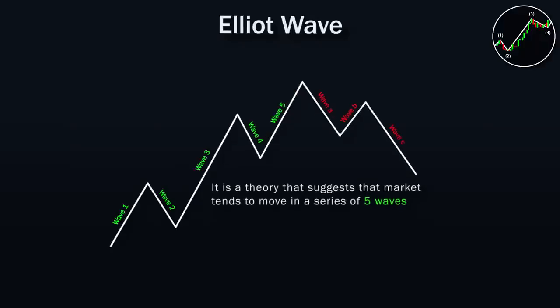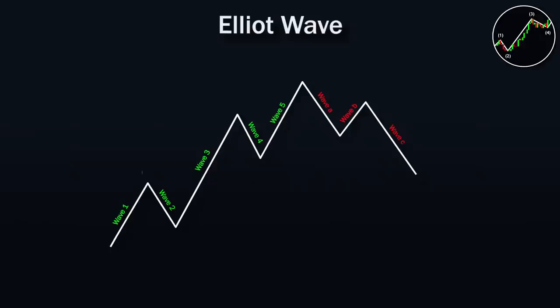Elliott Wave. It is a theory that suggests that market tends to move in a series of 5 waves before reversing and forming another set of waves in the opposite direction. By understanding the Elliott Wave sequence, traders could predict where the price is heading by following the pattern. In a chart, we can label each point of the waves as 1, 2, 3, 4, 5, and ABC.